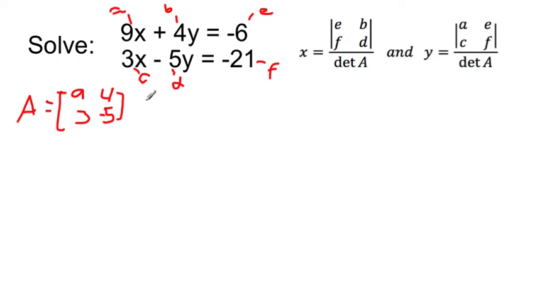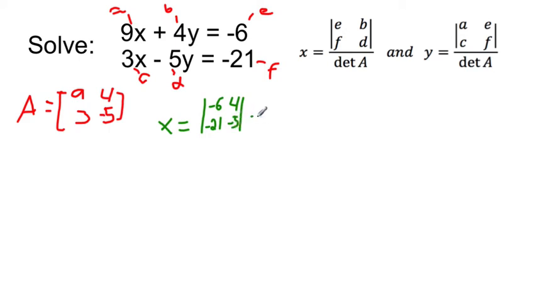And sorry about this handwriting, new pen, etc. So let's find X. So X is going to equal the determinant, and that's what these two lines mean, the determinant of E. So we've got negative 6, B, which is 4, F, which is negative 21, and D, which is negative 5.